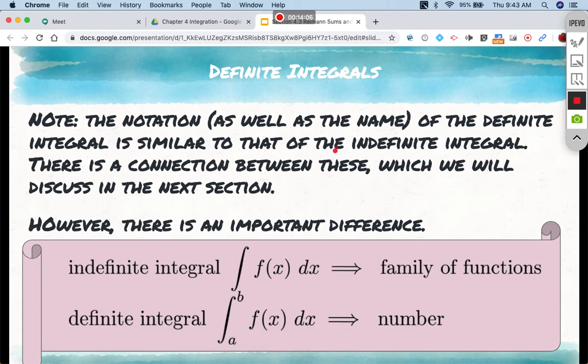Now, there is a connection between these two, which is why we can use similar notation for them. We're not going to talk about that in this section. We'll get into that in the next section. But one of the first things I just want to emphasize is that although they look the same, their answers look very different, because one is giving you a family of functions. There's an infinite number of answers to the indefinite integral. There is only a single answer to a definite integral.